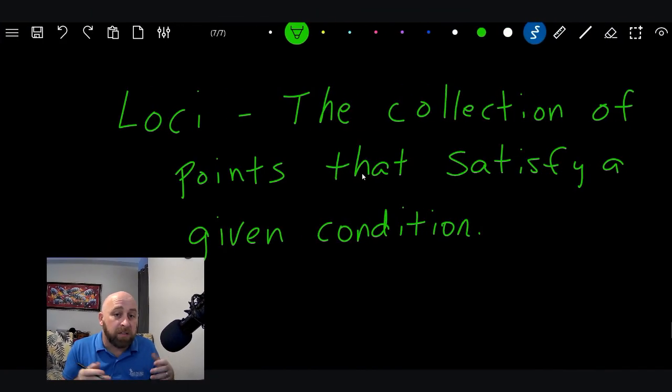And so in that definition, you'll see it is the collection of points that satisfy a given condition. So if I say the points that are equidistant from another point, that would be a loci because there's a condition that it has to meet. It has to be equidistant. Well, we're going to be on page 107, so you can open up there. And with that basic definition of loci, we're going to talk about some location theorems.